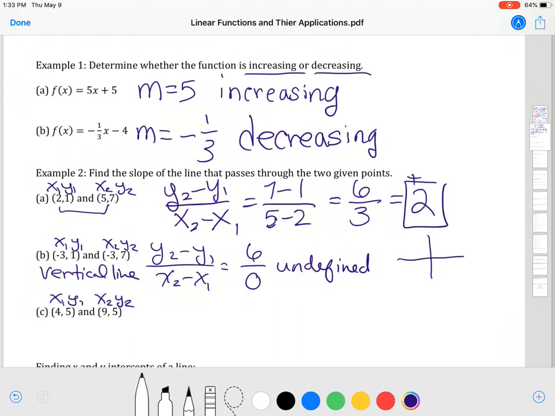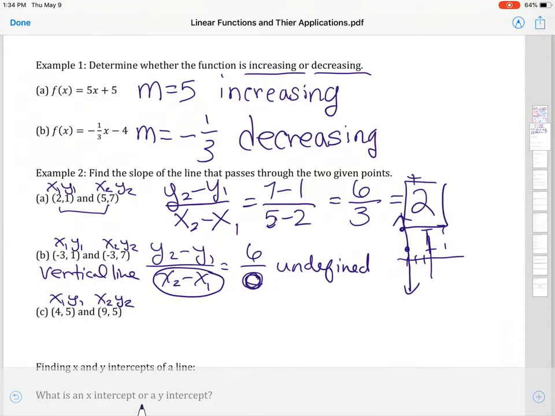And let's verify that. If I were to graph the point negative 3, 1, so I come out to negative 3, come up 1, and then I graph the point negative 3, 7, so I come out to negative 3 and I go up to 7, here's 1, here's 7, and I graph that line. That's going to be a vertical line. So when you have a vertical line, you get 0 in the denominator because there's going to be no change in x. Your x's are always going to be the same value, which is why when you subtract them, you get a 0 in the denominator, which is why the slope is undefined.